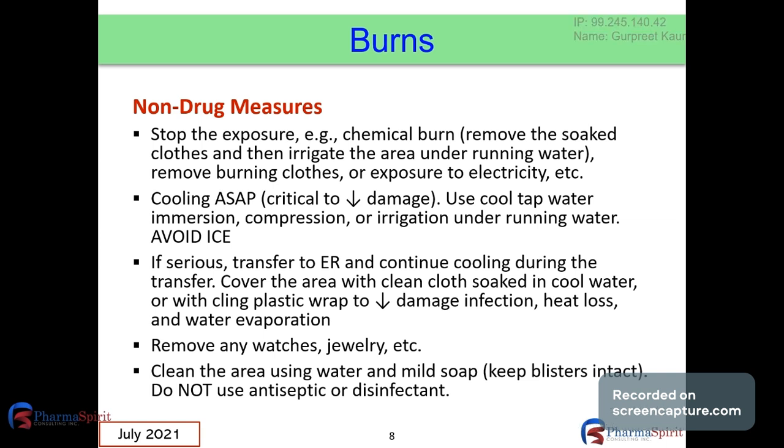If the burn is serious enough and requires further medical intervention, we need to transfer this patient to the ER, and we already discussed on a previous slide the red flags that require referral to the ER. During transportation to the ER, we need to continue cooling.